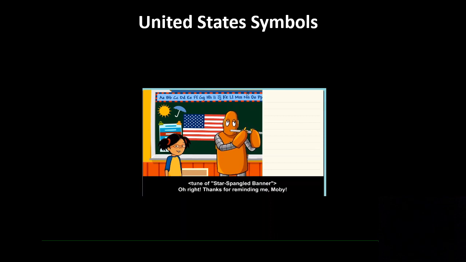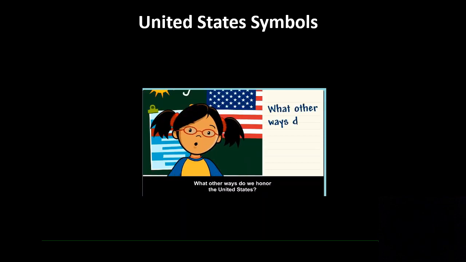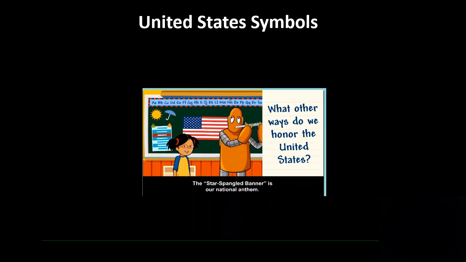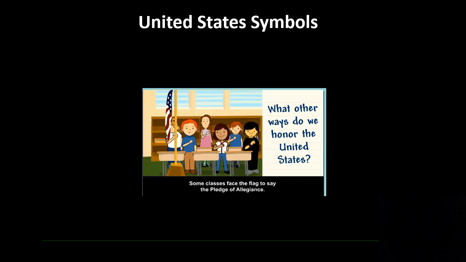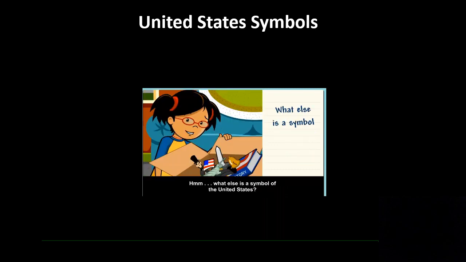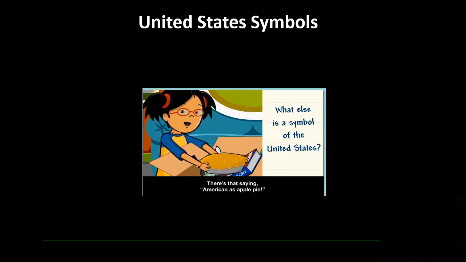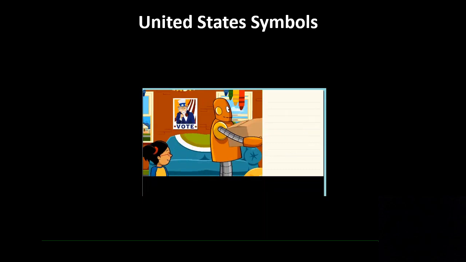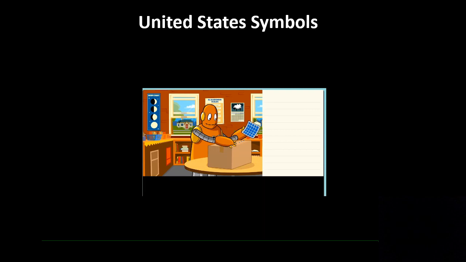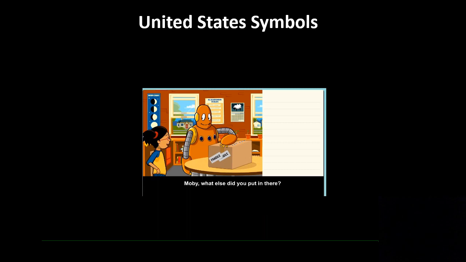Oh, right. Thanks for reminding me, Moby. What other ways do we honor the United States? The Star Spangled Banner is our national anthem. That means it's a song that stands for the whole country. Some classes face the flag to say the Pledge of Allegiance. The Pledge of Allegiance is a promise to respect the United States. What else is a symbol of the United States? Good idea. There's that saying, American as apple pie. Moby, what else did you put in there?